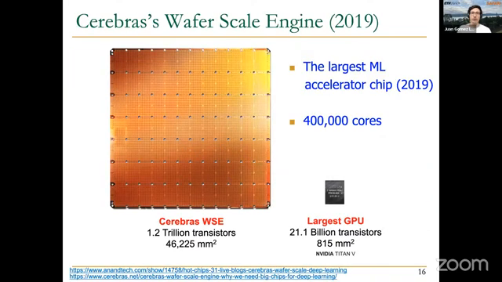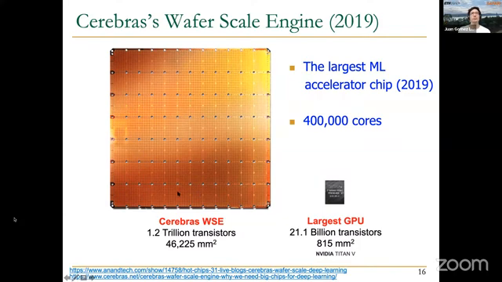I think another really interesting device is the Cerebras wafer scale engine. It is the largest ML accelerator chip, because in reality it's not one single chip, it is an entire wafer, as you can see in the picture, and you can compare it with the size of one of the largest NVIDIA GPUs, in this case, the NVIDIA Titan V. You can see the difference in the number of transistors and also the entire area.